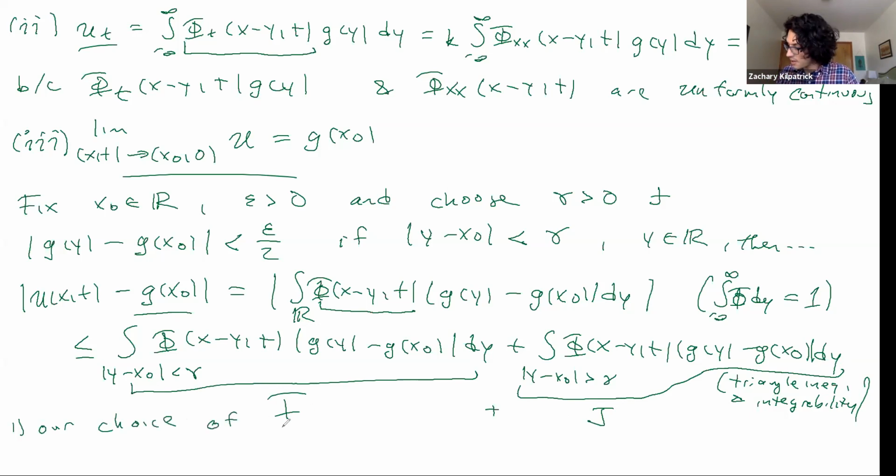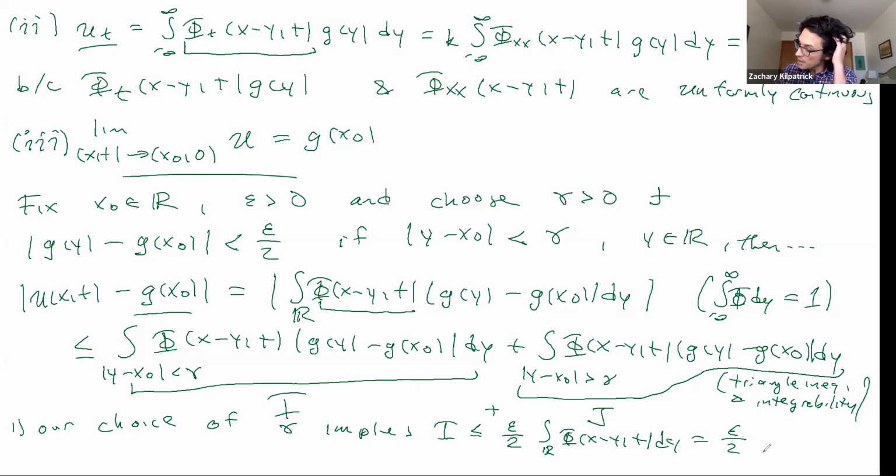of gamma here is going to imply that I is bounded from above by epsilon over 2 times the integral over the real line, phi of x minus y,t dy, which I know that whole thing integrates to 1, so it's just going to be bounded by epsilon over 2, okay? Remember what I said at the beginning, this thing is going to be no bigger than epsilon over 2. So we're using that now, okay?